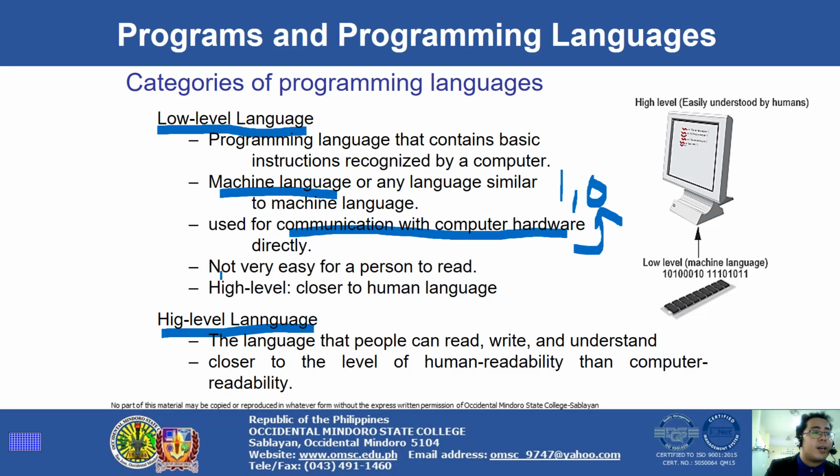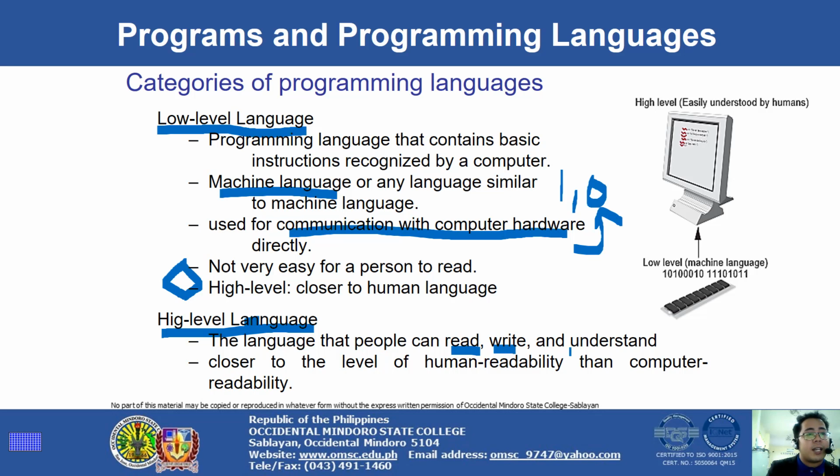It is very easy. Hindi na ito kasama. Okay? So, kapag sinabi nating low-level language, it is a machine language or any language similar to machine language. It is used for communication with the computer hardware directly. Okay. Kapag sinabi naman nating high-level language, mali lang yung spelling ha. This is single N. Kapag sinabi nating high-level language, this is the language that people can read, write, or understand.